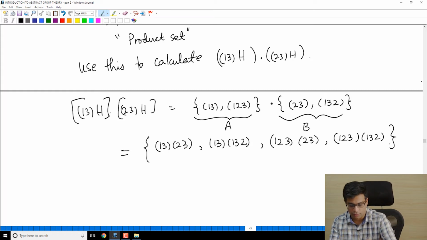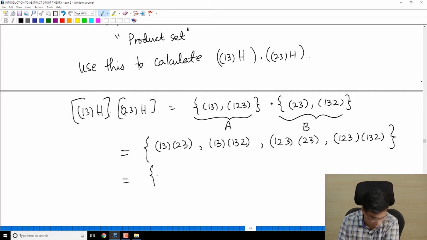So I take the first element of A, (1 3), multiply by (2 3), because that's an element of B. I take (1 3) and multiply by (1 3 2). Similarly, I take (1 2 3), multiply by (2 3), and (1 2 3) times (1 3 2). So these are the four products. Let us just simplify these and see what we get. What is (1 3) times (2 3)? I will quickly do one of these and then write the rest.